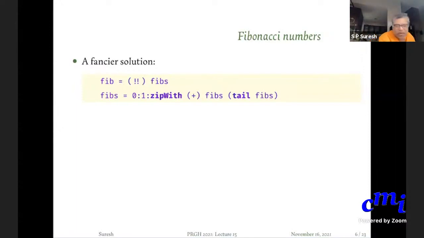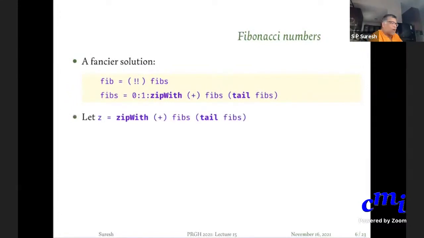Rather than leave it as a mystery to you, let us work through why this actually works. To figure out why this works, for simplicity, let me write small z instead of this whole expression. Instead of this whole expression, I'll write small z. And then clearly fibs is 0:1:z, because it's 0:1: that whole thing. So fibs is 0:1:z. Now we'll concentrate on how to define z.